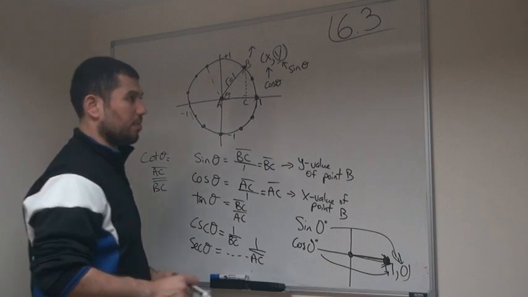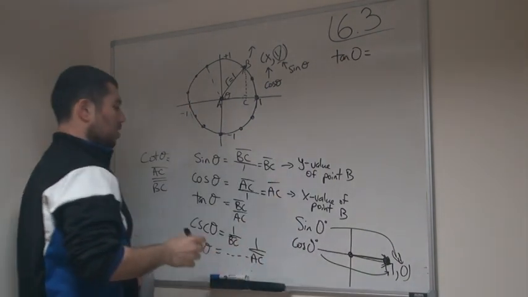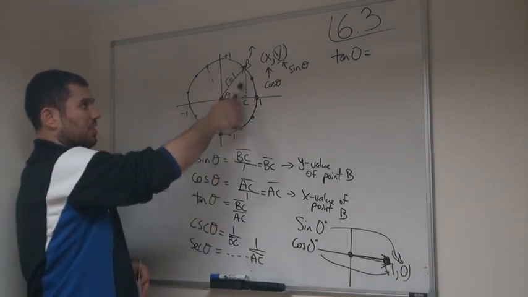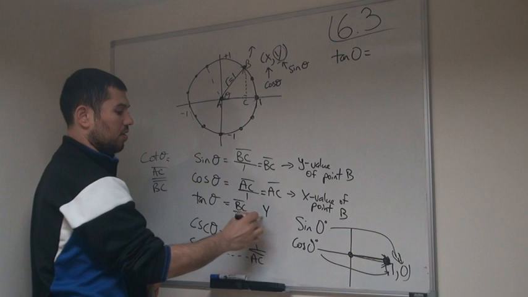In this same problem, what would the tan of 0 be? Well, the tan of 0 was BC over AC, so it's the y value over the x value.